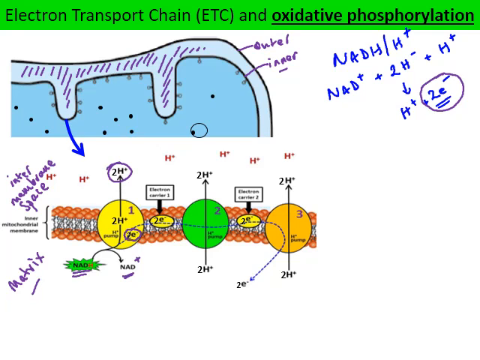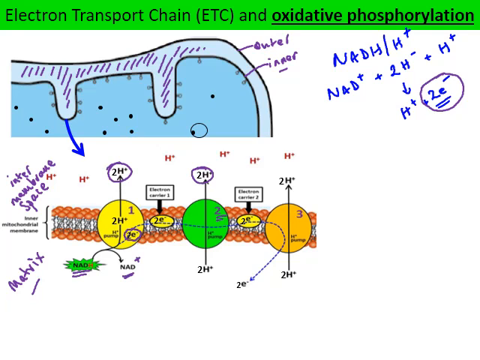Now, the 2 high energy electrons that have lost a little bit of energy, they get passed to an electron carrier, and that carries these electrons within the phospholipid bilayer to the second proton pump in green. And as the 2 electrons move through the proton pump, they lose some more energy, and that activates the proton pump to change shape and pump 2 more hydrogen ions into the intermembrane space.